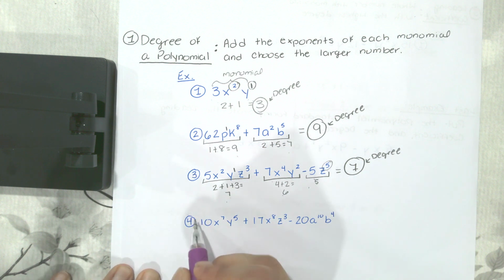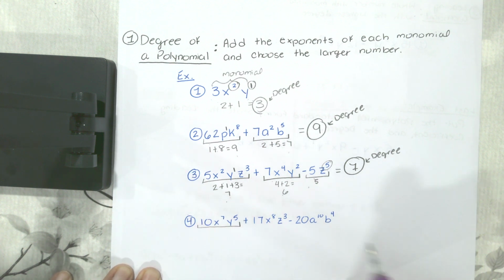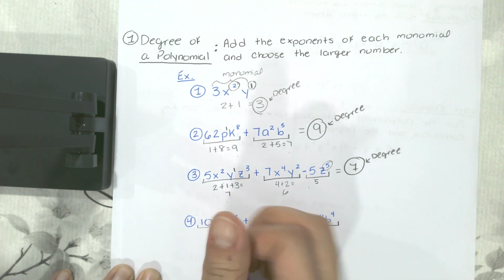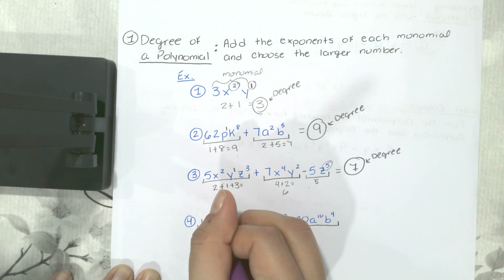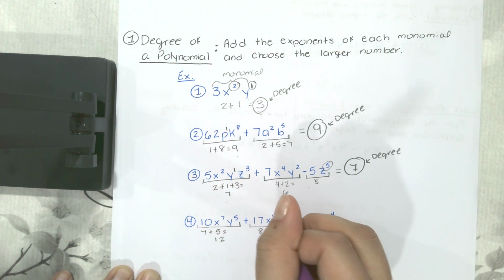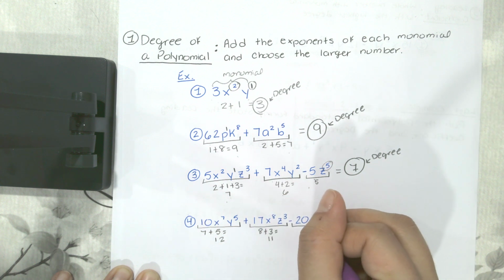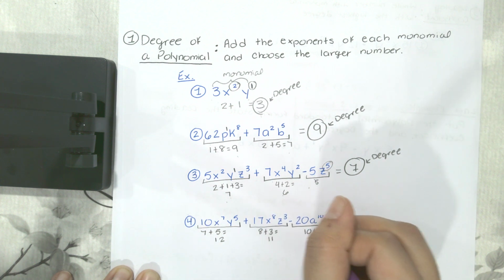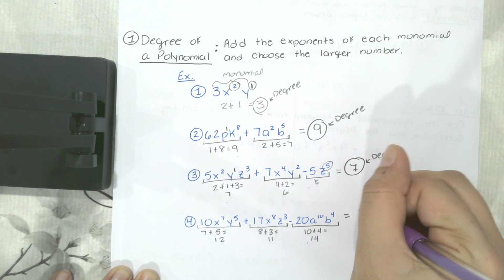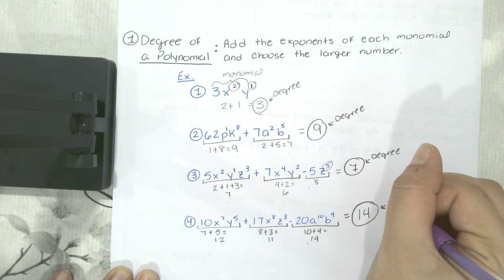And then our last example, you have 10xy, 17xz, and 20ab. So again, adding those exponents, we have 7 plus 5, which is 12, 8 plus 3, which is 11, and 10 plus 4, which is 14. So out of all 3 of my degrees, 14 is the largest one. So the degree for this whole problem is going to be 14.